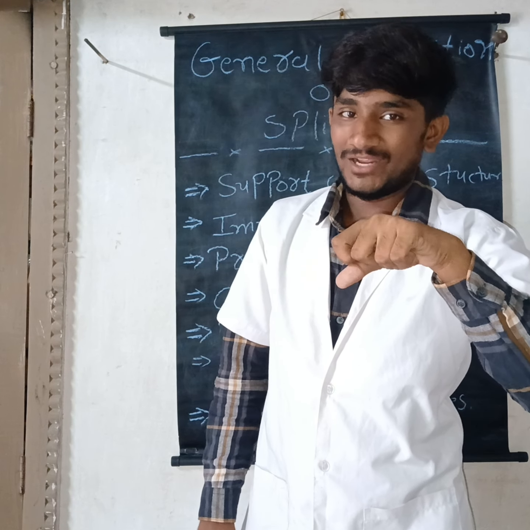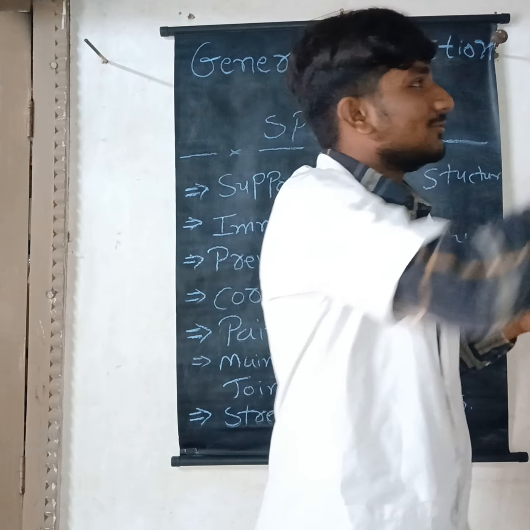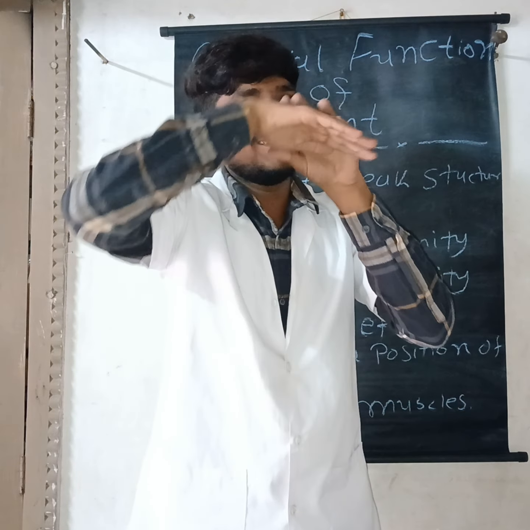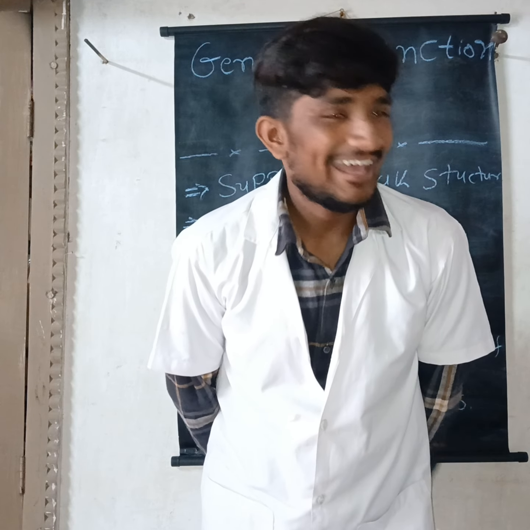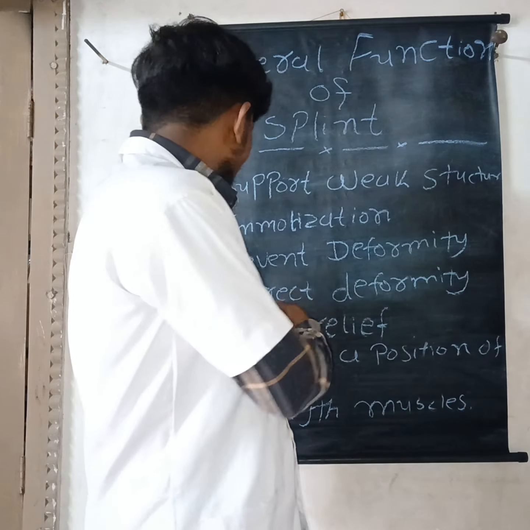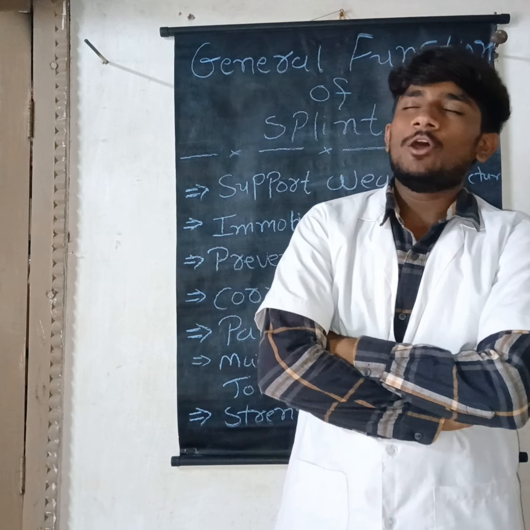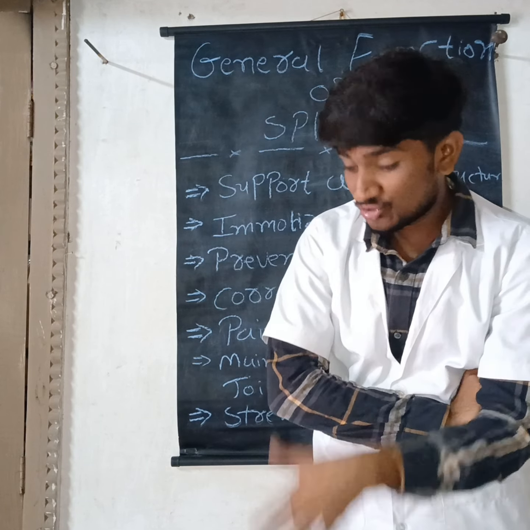The body says that if I don't have movement, if I am in more movement, if I were injured, I will go into the wrong pathway and create more deformity. Then the splint said, don't worry, I will be preventing as well as correcting your deformity. And the body says I am having more pain in the area that I injured.